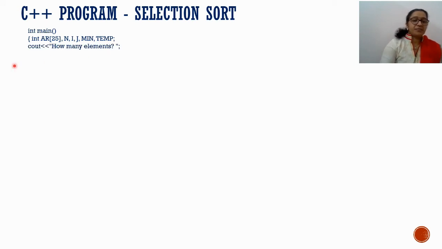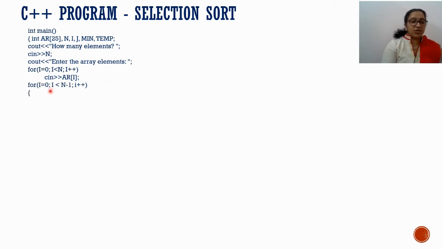Then, how many elements do you need? Enter n, then enter the array elements. From i equal to 0 onwards, we are inputting the elements. Now the array is ready, so we can start our logic. See, i equal to 0, i less than n minus 1 times itself. Same logic, but see the next point.